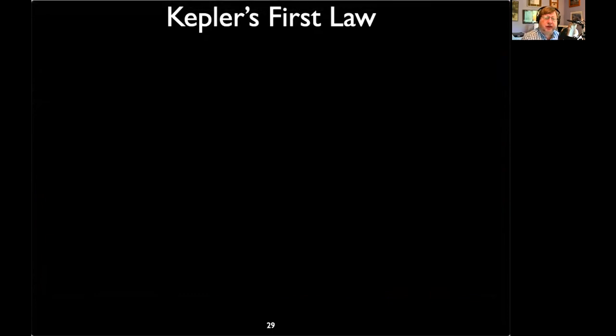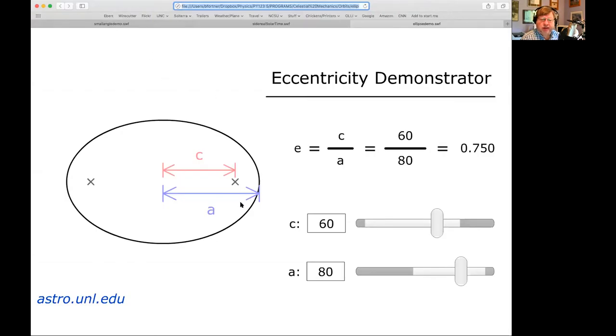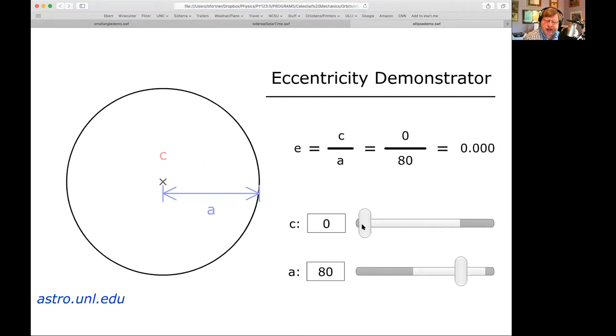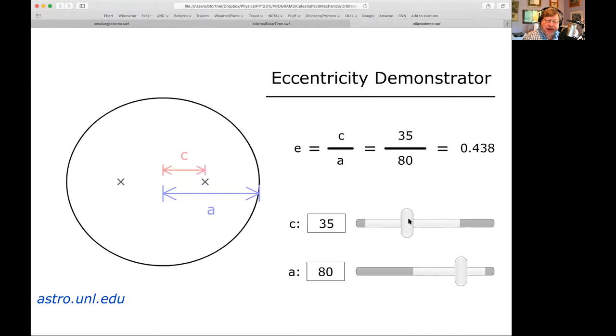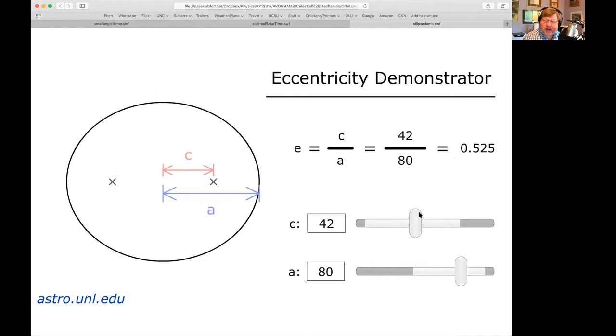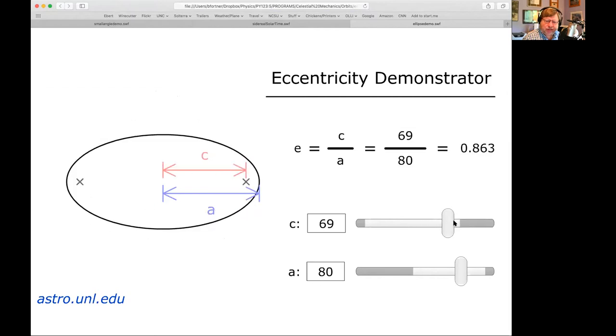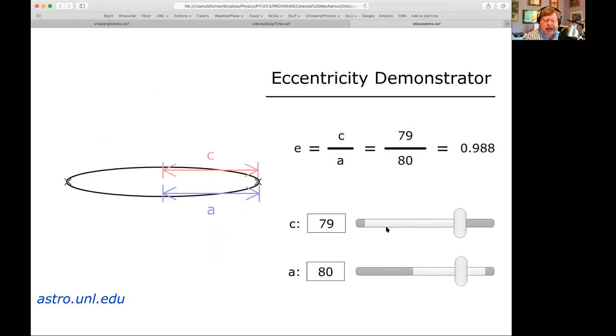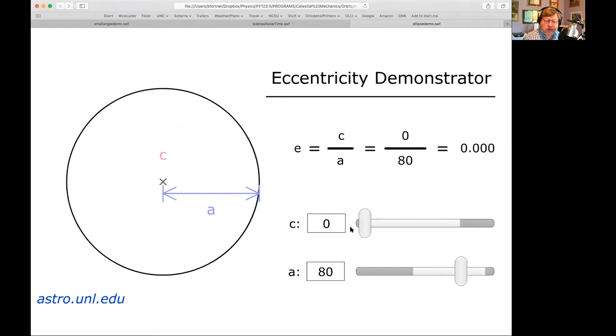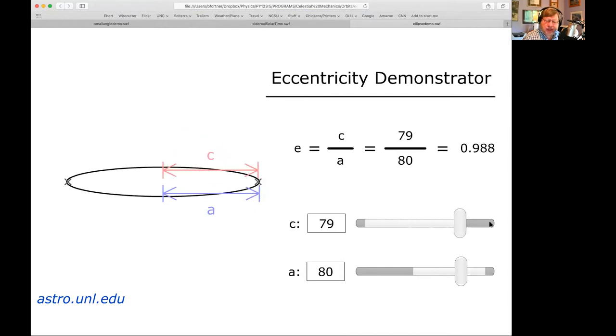Okay, let me show a brief demonstration. Here's an ellipse demonstrator, and this E is eccentricity. The eccentricity tells you how elliptical the orbit is. So the eccentricity of a circle is 0. As we make the circle fatter, you get these two foci, and notice the eccentricity gets bigger and bigger. And if the eccentricity was 1, you just have a line. So eccentricity of 0, eccentricity of 1.